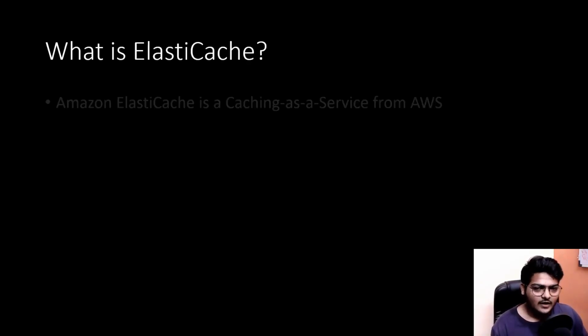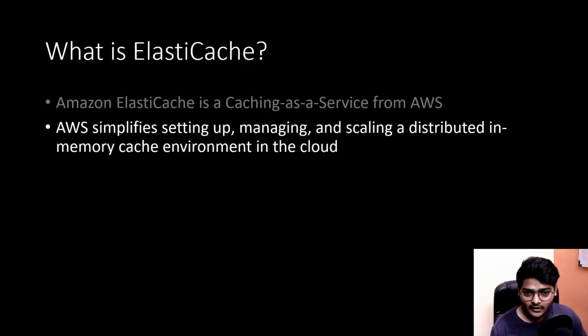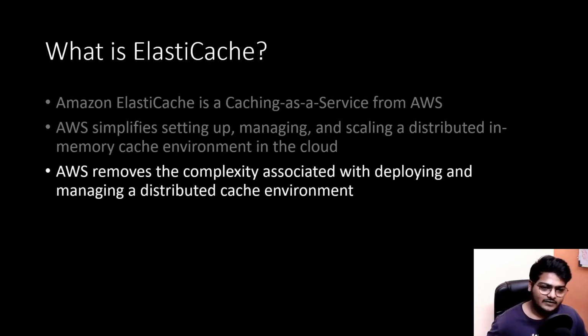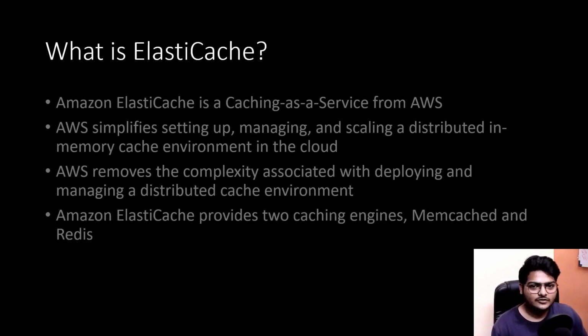So what is ElastiCache? ElastiCache is basically a caching-as-a-service offering from AWS, where AWS does all the heavy lifting of setting up, managing, and scaling a distributed memory cache, everything inside the cloud. AWS reduces the complexity for us to deploy and set up the ElastiCache environment. You just have to pick the engine version and an engine type and you're good to go. You can start using the endpoint provided by AWS inside your application. At the moment, Amazon provides two caching engines. The first one is Memcached and the second one is Redis. Both have their advantages and disadvantages, but in this particular video, we will discuss more about Memcached.